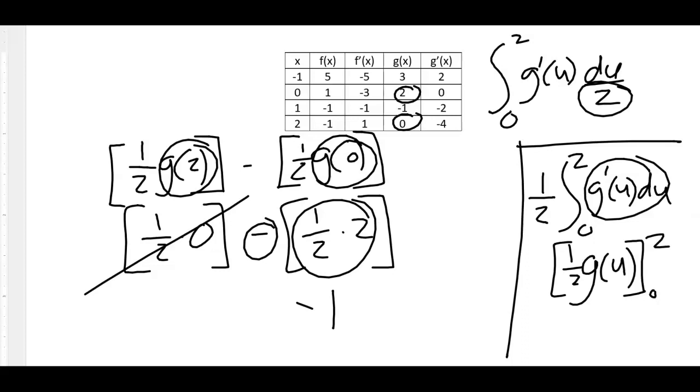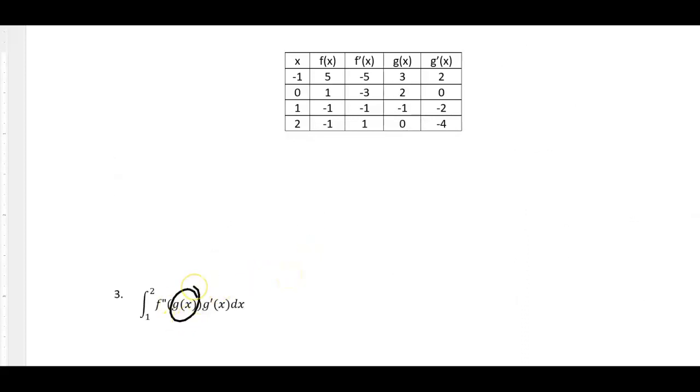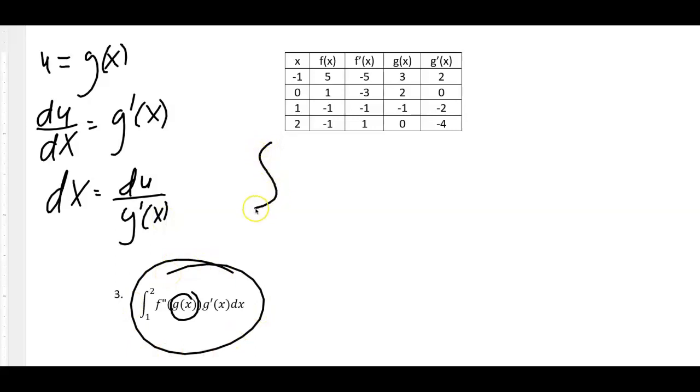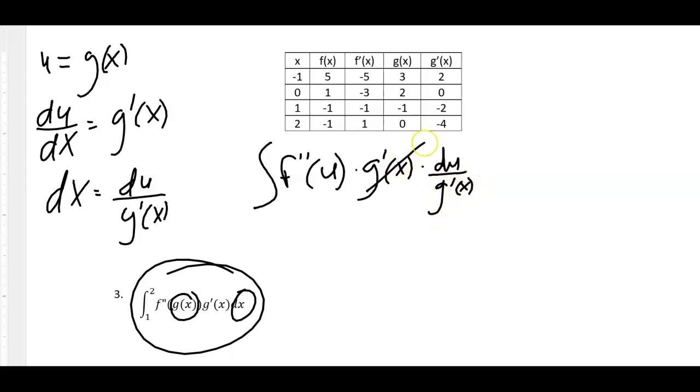Go ahead and take a look at one more. All right, so this time we have the integral of our u. I think I'll write it up here so I have a little more space actually. So my u is going to be g of x, the inside function there. The derivative of u with respect to x is g prime of x, and dx is equal to du over g prime. So rewriting this then, we're going to have f double prime of u times g prime of x, and then replacing the dx, we have du over g prime of x, and these are going to cancel out.